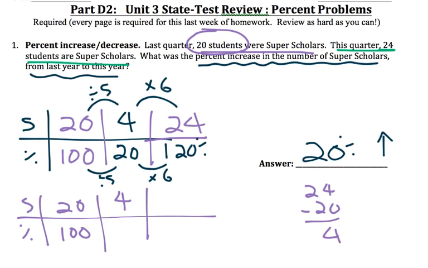You can see that even better with this second strategy, since we know there's 4 more students who were super scholars. If we just divide by 5 again, we would get 20, and that's our answer, because we know it changed by 4 students, which is the same as going up by 20%. So 2 ways to do that.